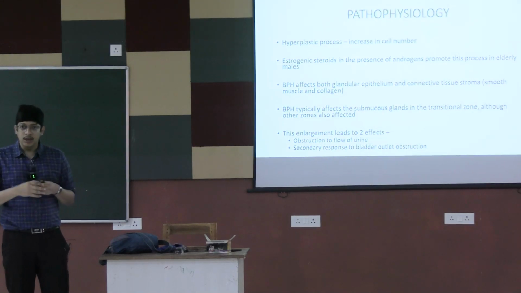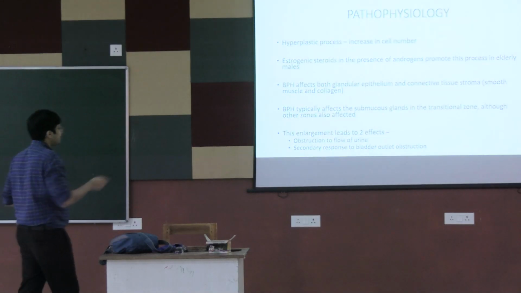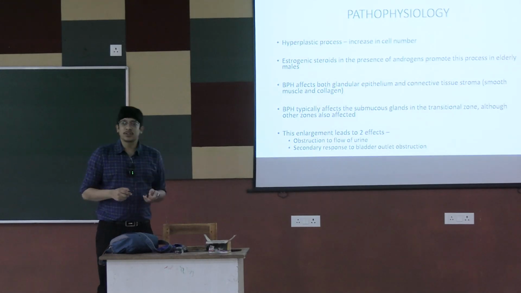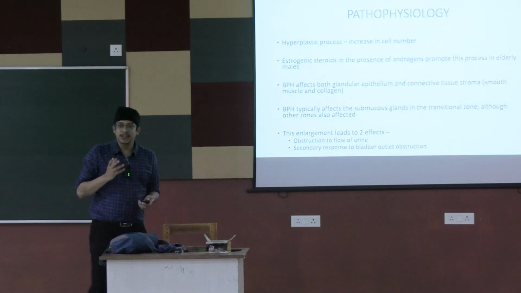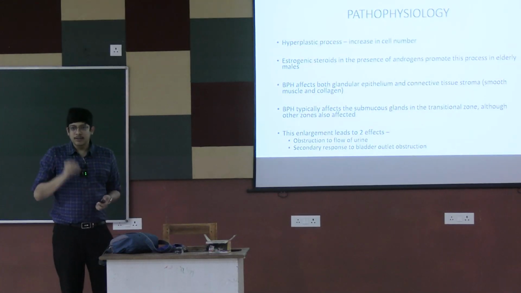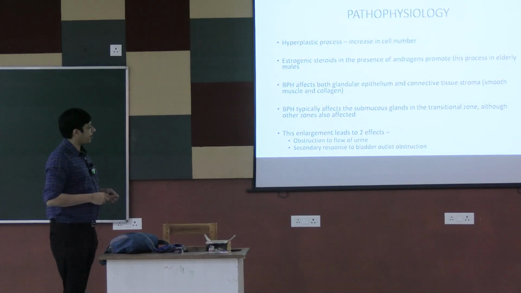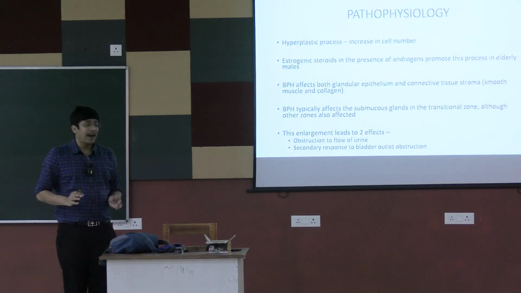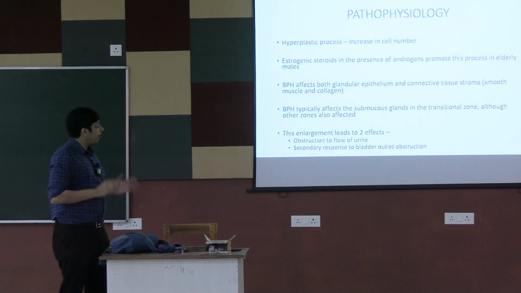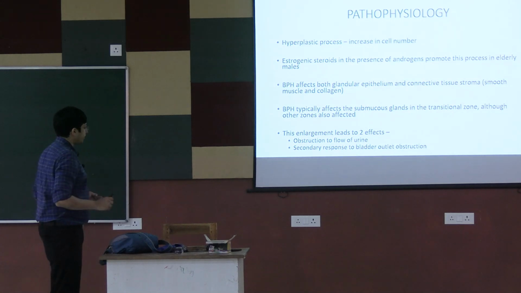You get my point? And with this upregulation of receptors, these converted estrogens and other steroidogenic androgens act more to cause a hyperplastic process on the cells of the prostate. Which part of the prostate is affected? Both the glandular epithelium and the connective tissue stroma. Both these parts are affected. Okay.